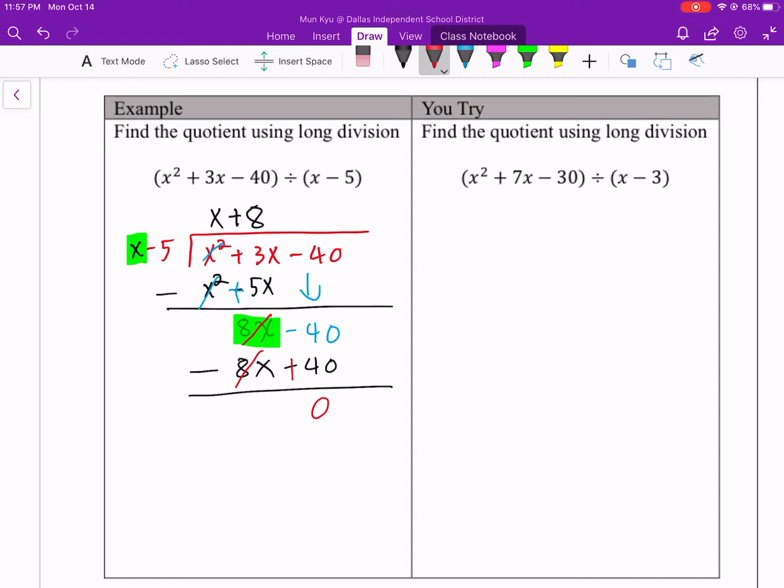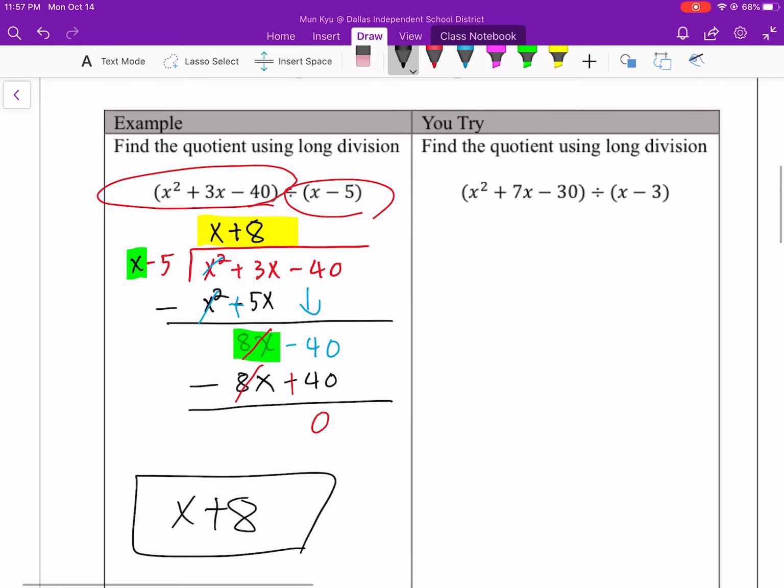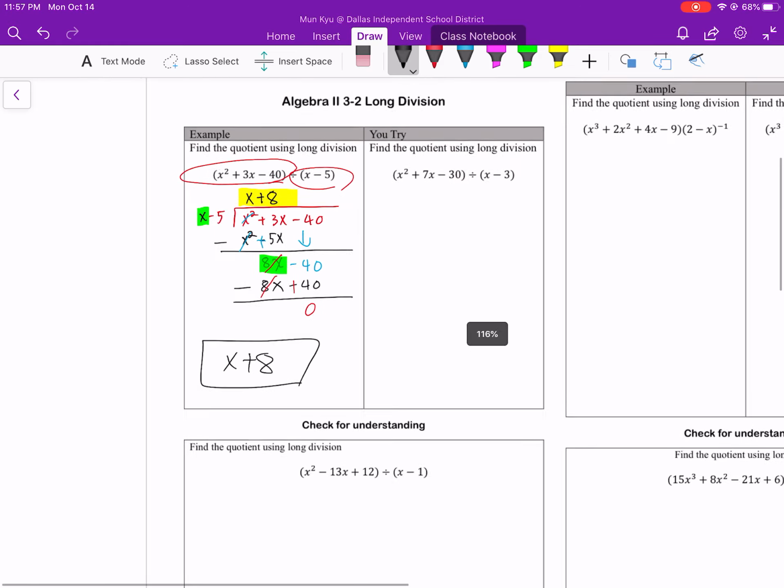So if you divide x squared plus 3x minus 40 by x minus 5, you will get a quotient of x plus 8. And that is going to be your solution. It's easy like this.